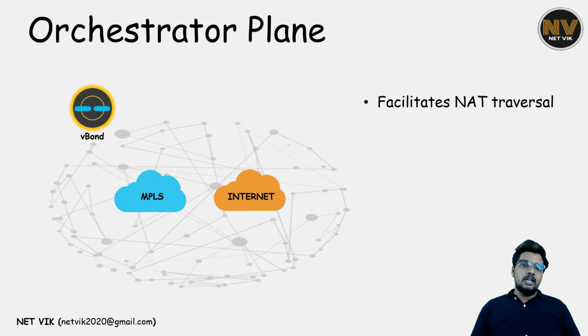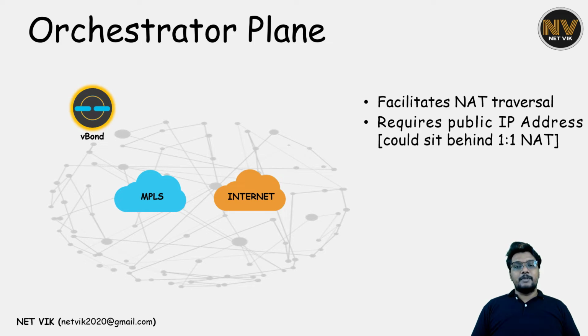It facilitates NAT traversal. The vBond acts as a STUN server, meaning if you have a branch where the ISP has provided you a modem and the SD-WAN router is connected behind the modem, the SD-WAN router will mostly get a private IP address assigned by the modem, and when the traffic exits the modem, it will NAT it to the public IP. In this case, the vBond will be able to identify both the private and public IP addresses natively.